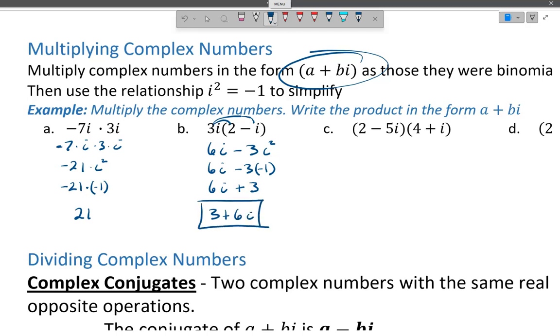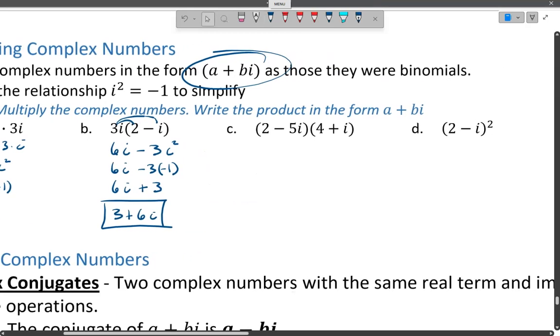So that i squared is negative 1. The square root of negative 1. You could factor out a 3, but then you're just undoing your multiplication. That is its simplest form. It can't be 6i plus 3. You have to write it in the form a plus bi. 3 plus 6i. Okay?